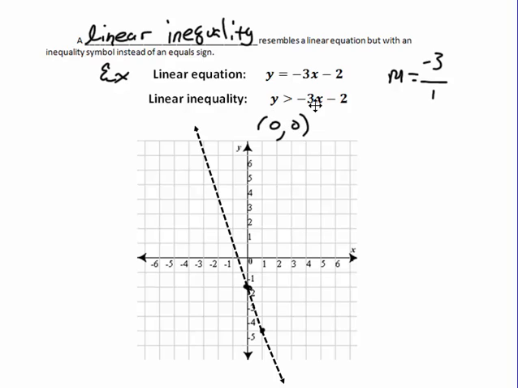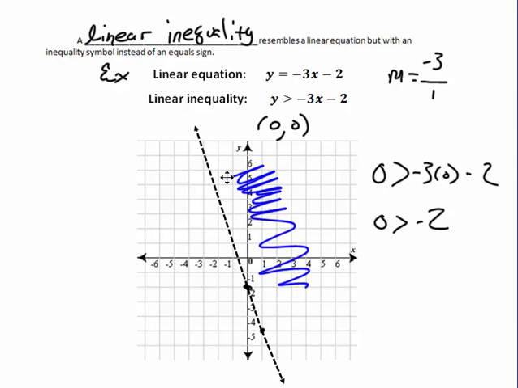If I plug in 0, 0 and it's true, then I'll shade towards the origin. If I plug in 0, 0 and it's false, then I'll shade away from the origin. So let's see. Here's my y value of 0. So I'm going to say 0 is greater than negative 3 times 0 minus 2. Cleaning this up, I get 0 greater than negative 2. Is this true? Well, sure, it's true. So then I want to shade on this side.